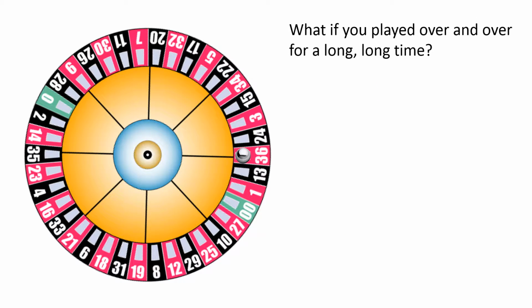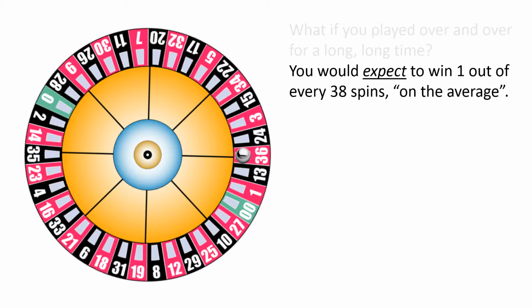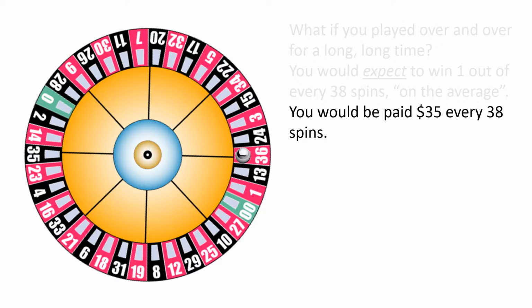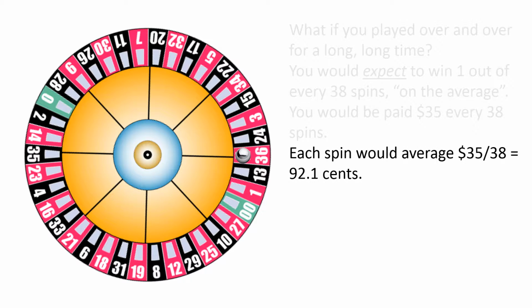Well, what would happen if you played this game over and over for a long time? You would expect to win once every 38 spins, on the average at least. So you would be paid $35 every 38 spins. On the average, each spin would win $35 divided by 38, or about 92.1 cents.